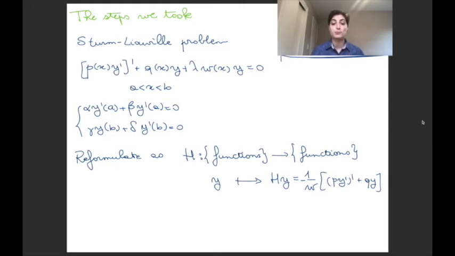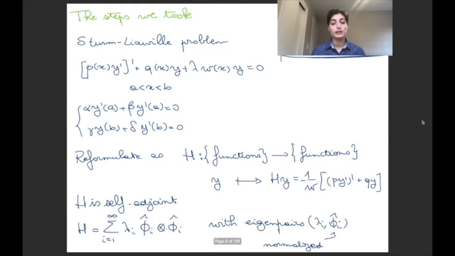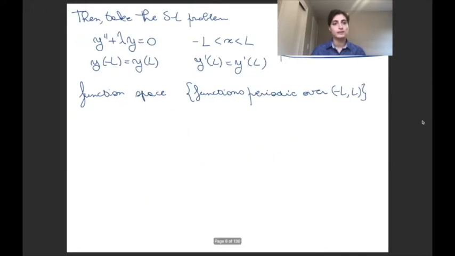So we defined this operator H that takes a function y and returns another function. We can prove that it is self-adjoint, so it respects some behaviors with respect to a given inner product. And we can reformulate the self-adjoint operator based on eigenpairs, where we took care of renormalizing the eigenfunctions. If that is the case, with this background, we can look at a very specific Sturm-Liouville problem.